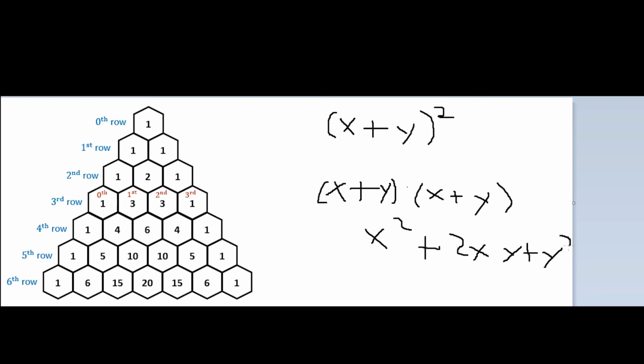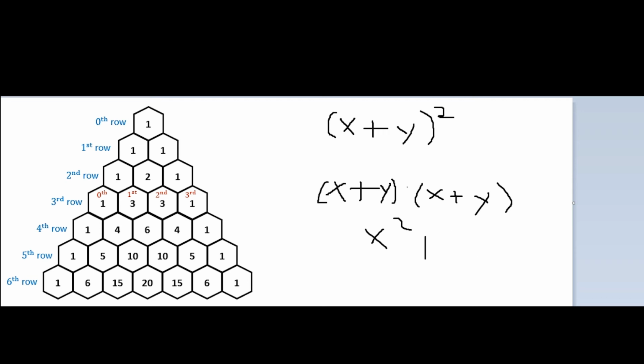And now if we look at our Pascal's triangle, and we see that this is the power of 2, and we go to the second row, we'll see that we have a 1, 2, 1, which neatly matches the coefficients of what we have in our foiled out binomial equation. We have a 1, we have a 2, and we have a 1.